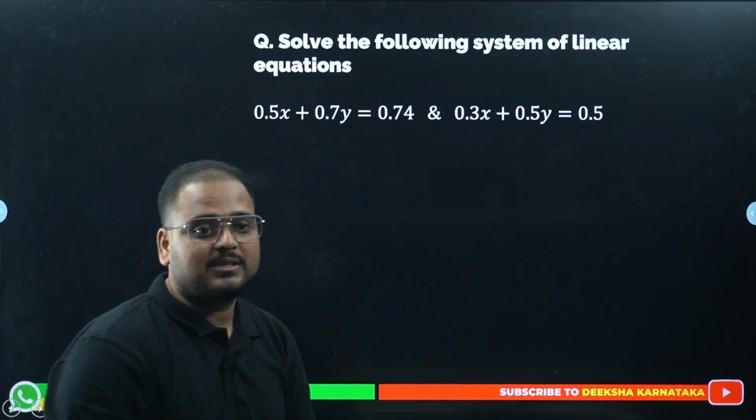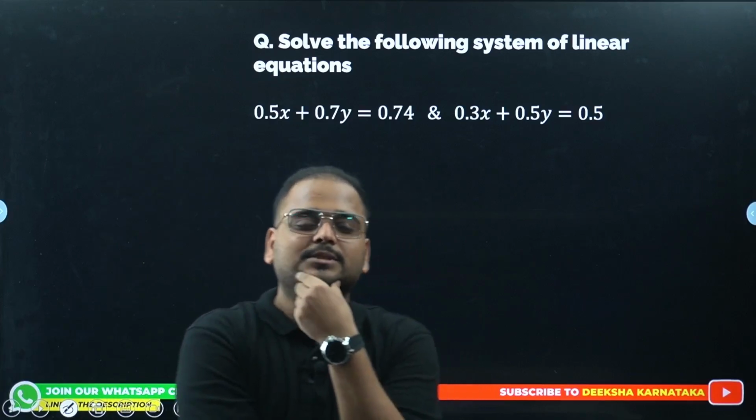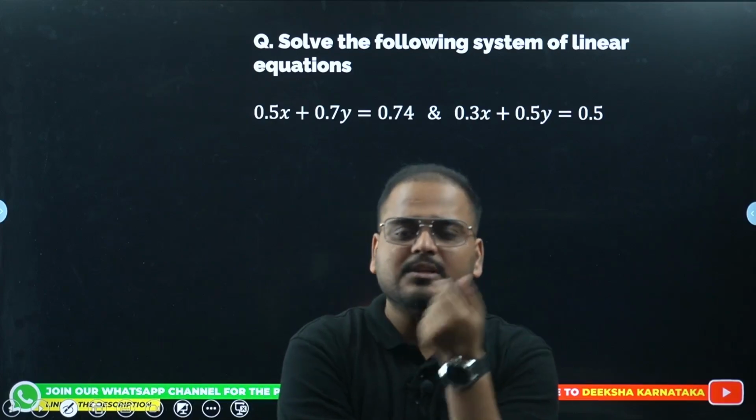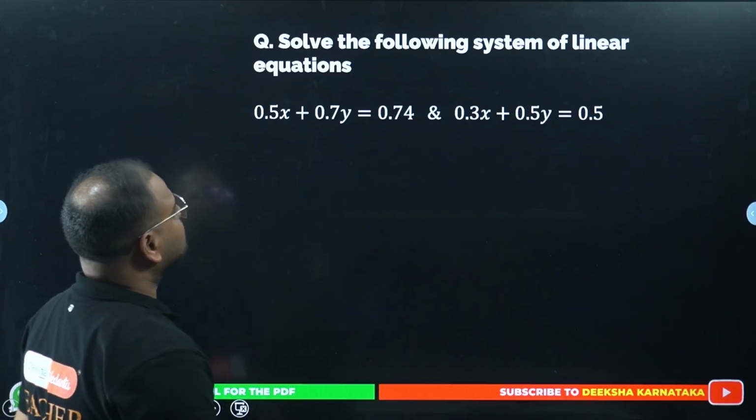Now this equation has decimals, sir, how will it be solved? Nothing. Let's get rid of the decimals. You don't want decimals, we will not take decimals. How can I get rid of decimals? First equation.